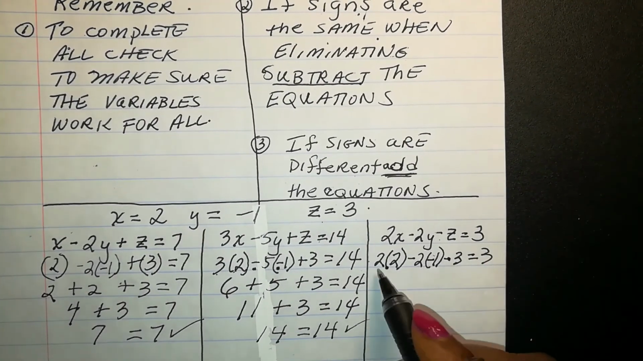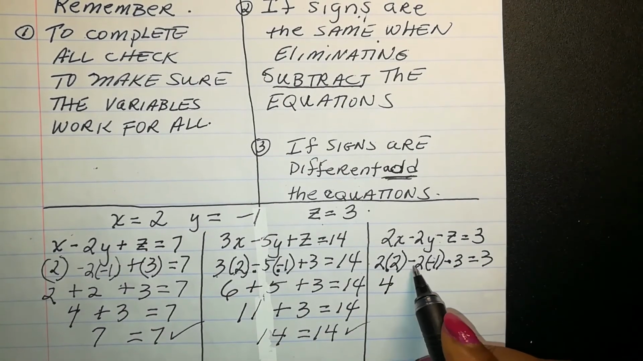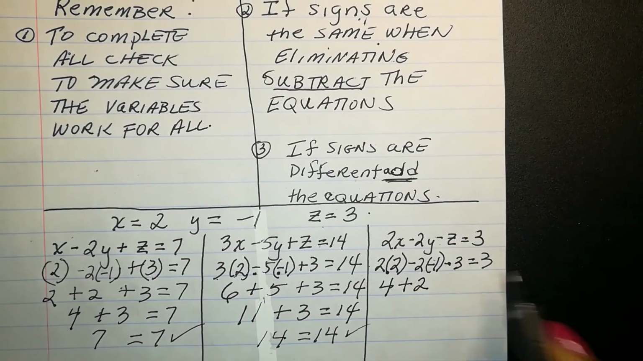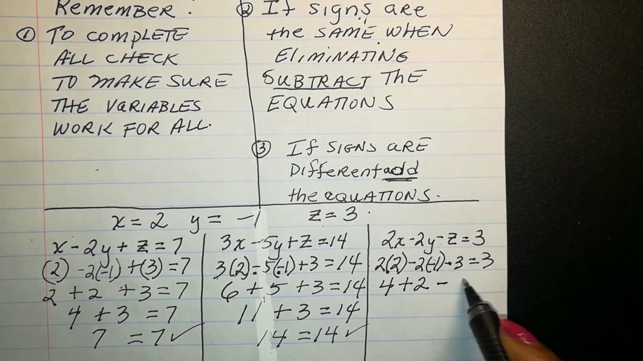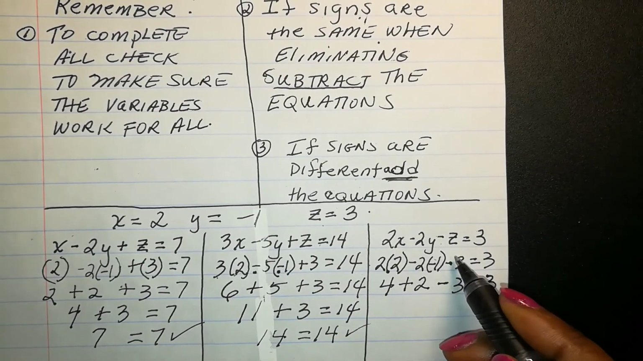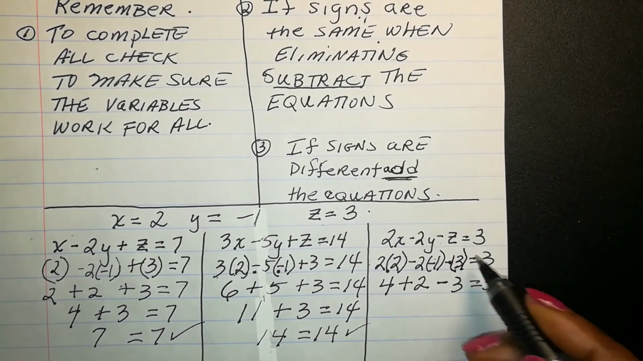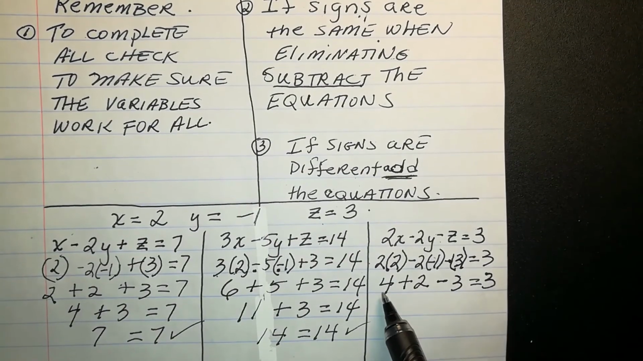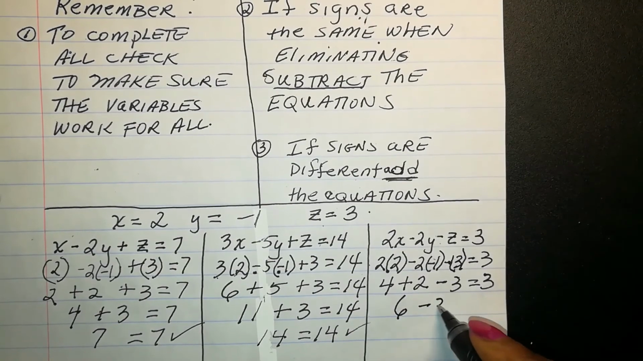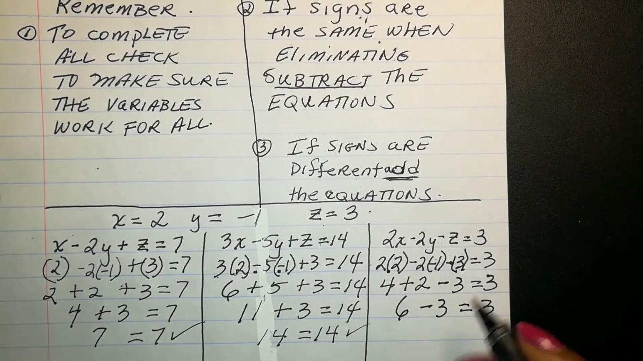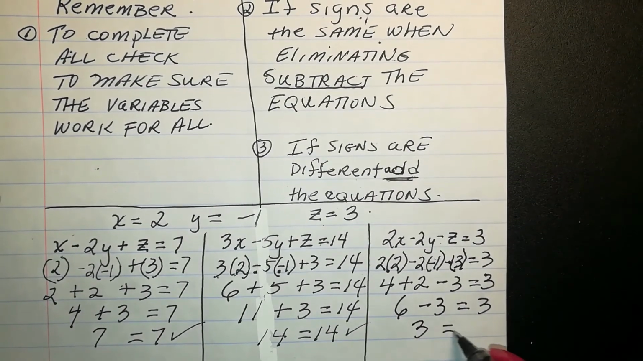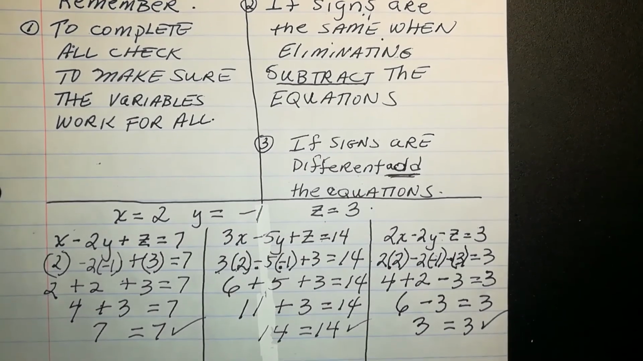Here we go. 2 times 2 is 4. This is a minus 2 and a negative 1. That gives me a positive 2. And then it says minus 3 equals 3. So I could have put this in parentheses so you can see that. That's where the substitution was. What is 4 plus 2? 6 minus 3 equals 3. That's order of operations right there, what we already know. 6 minus 3 is what? 3 equals 3. And there goes your check mark.